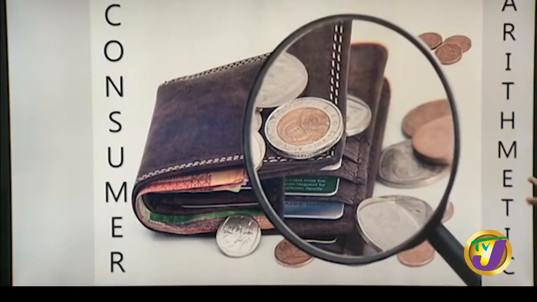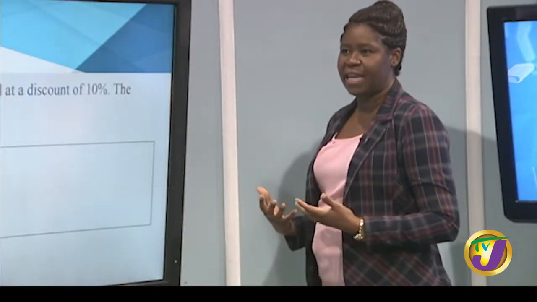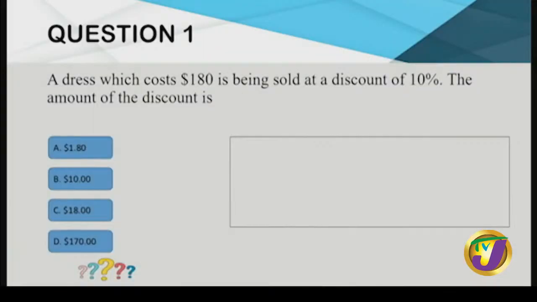Okay, starting with consumer arithmetic. And our first question: a dress which costs $180 is sold at a discount of 10%. The amount of the discount is... So you have read the question. Let's find out what the question is asking us, applying those tips that we mentioned earlier. We also need to highlight the important words in the question.